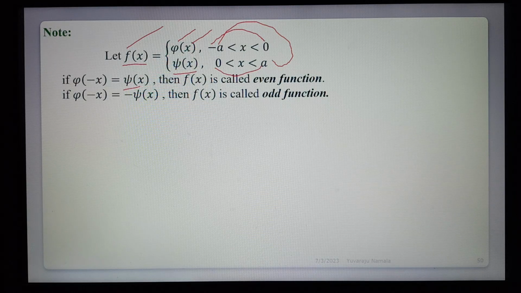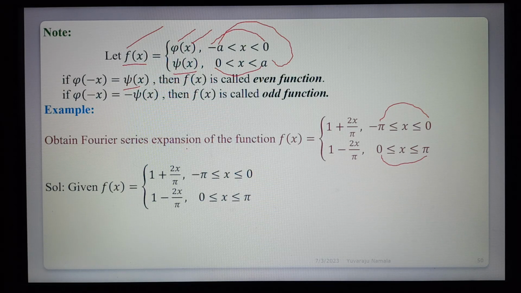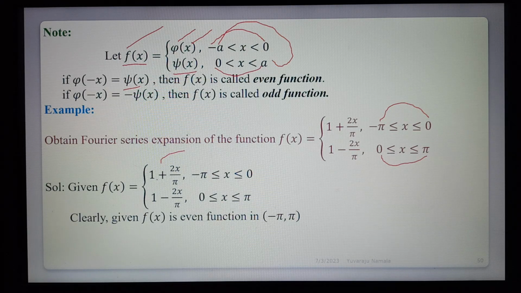Okay. So that is one example here. Obtain the Fourier series expansion of the given function f of x is equal to 1 plus 2x by 5 in the interval minus 5 to 0, and 1 minus 2x by 5 in the interval 0 to 5. First of all, the given function is an even function, because in the first function, 1 plus 2x by 5, replacing x by minus x gives 1 minus 2x by 5, the same as the second function. So clearly by the above definition, the given function f of x is an even function in the interval minus 5 to 5.